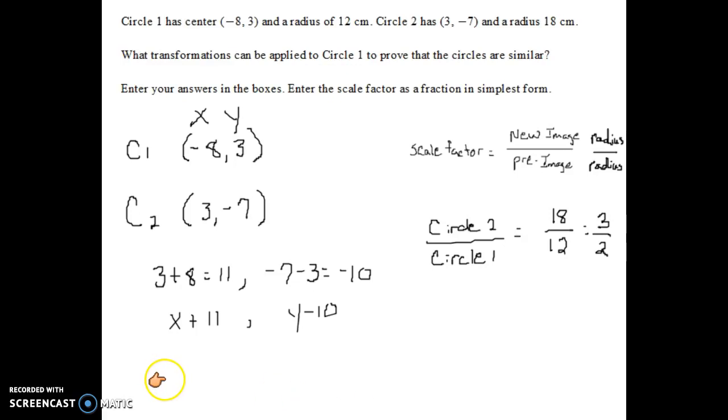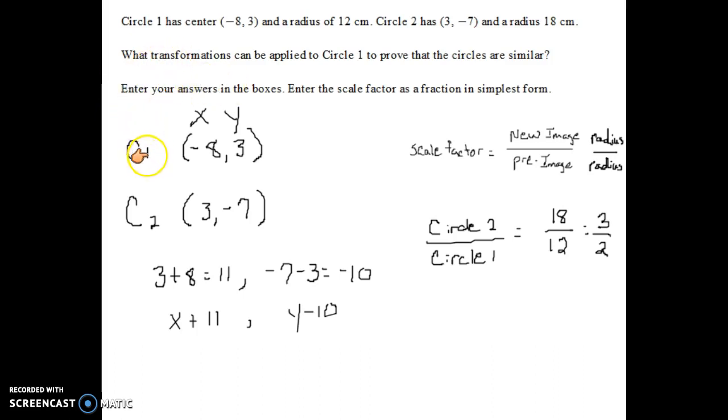Right, quiz 3.12 is all about similar circles. So let's take a look. Number 1 says circle 1 has a center of -8, 3 and a radius of 12. Circle 2 has a center of 3, -7 and a radius of 18. What transformations can be applied to circle 1 to prove that the circles are similar? Enter your answers in the boxes. Enter the scale factor as a fraction.